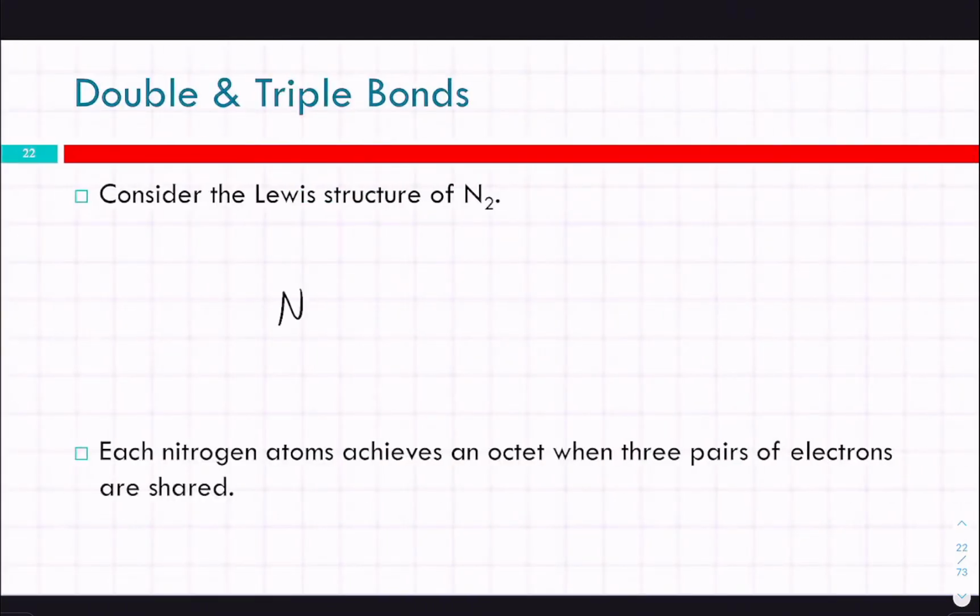So if we look at nitrogen, nitrogen has 5 valence electrons.